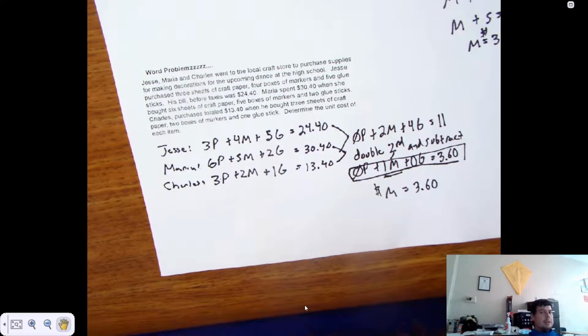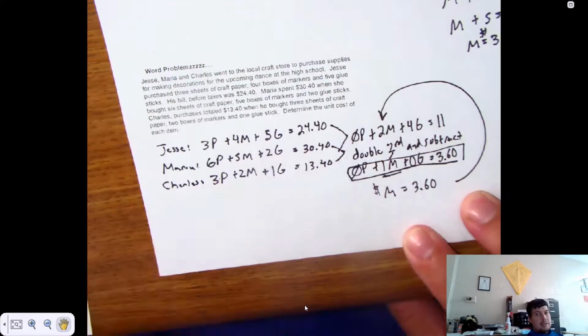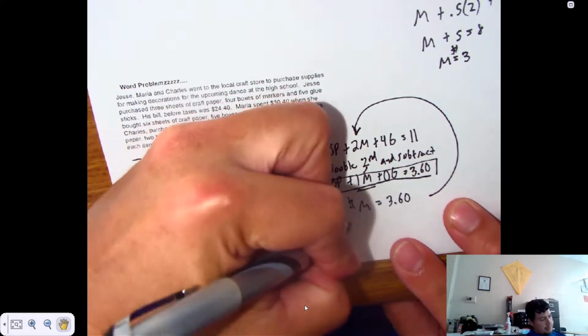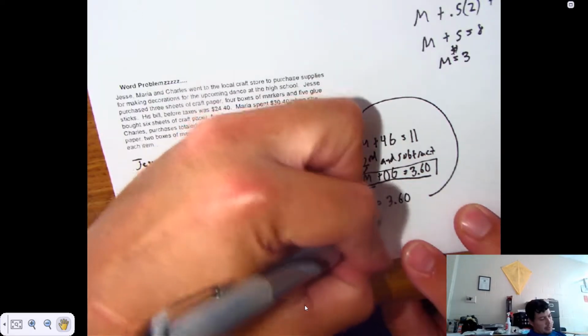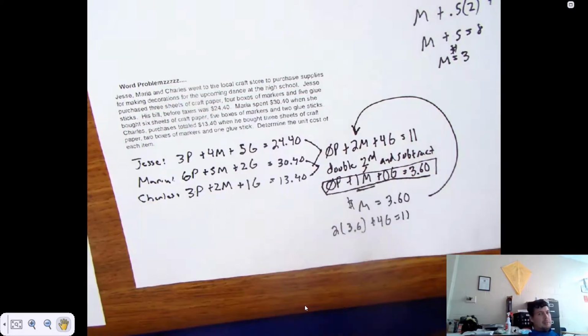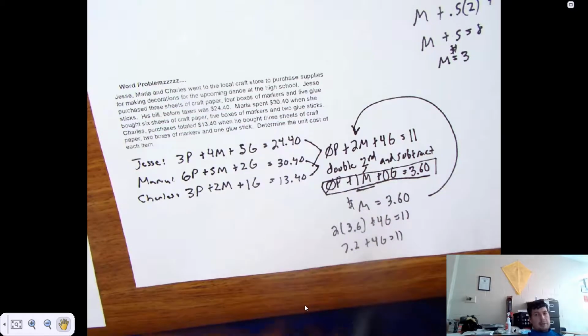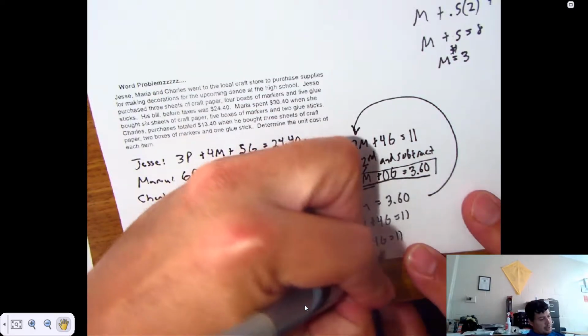So since I know what a marker is, I can go ahead and plug that back into this equation right here. And that's going to tell me what a glue stick costs. So twice a 3.60 plus 4 glue sticks must be $11. And glue sticks aren't going to be too expensive. $3.60 when you double it is $7.20. Then we're going to take away 7.2 from 11. And 7.2 taken away from 11 is 3.8. Yeah, it seems right. So 4G is $3.80.